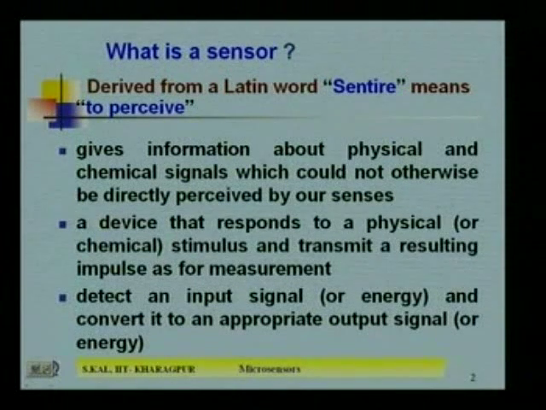That means some physical thing which cannot be measured has to be converted into some measurable quantity. Then only we will understand how the sensor is behaving and how the sensor is sensing. Until and unless we detect and measure the output, there is no meaning of that particular sensor. It detects an input signal, obviously in some form of energy, and converts it to an appropriate output signal which can be measured and which is taken as output. That is the main job of a sensor.